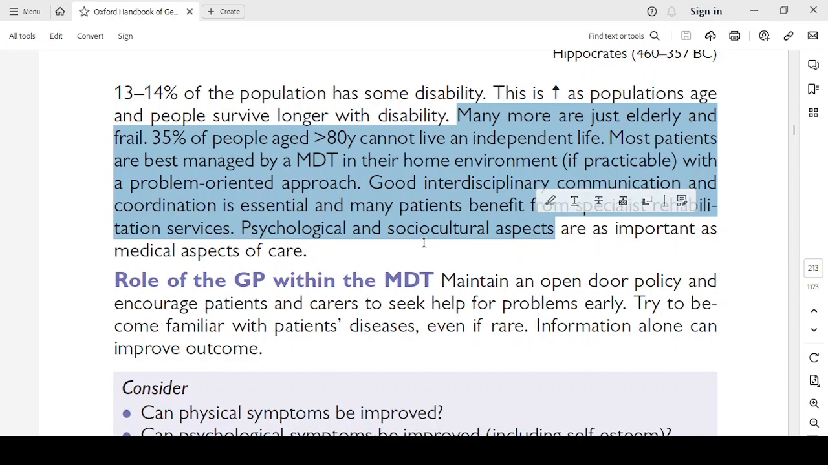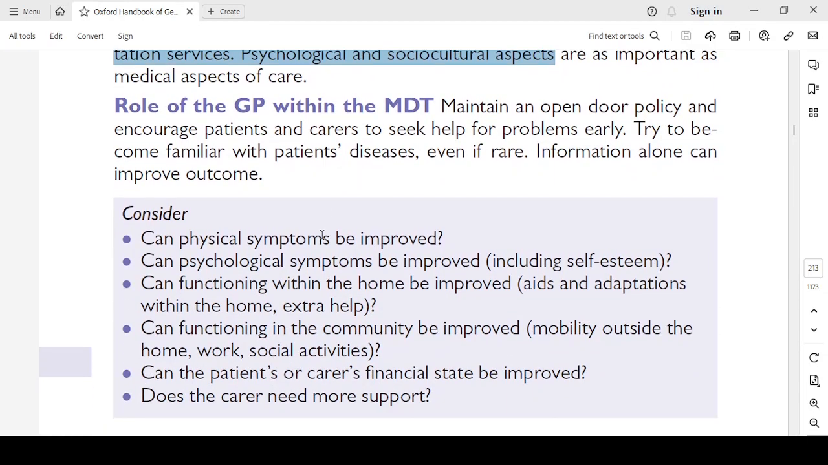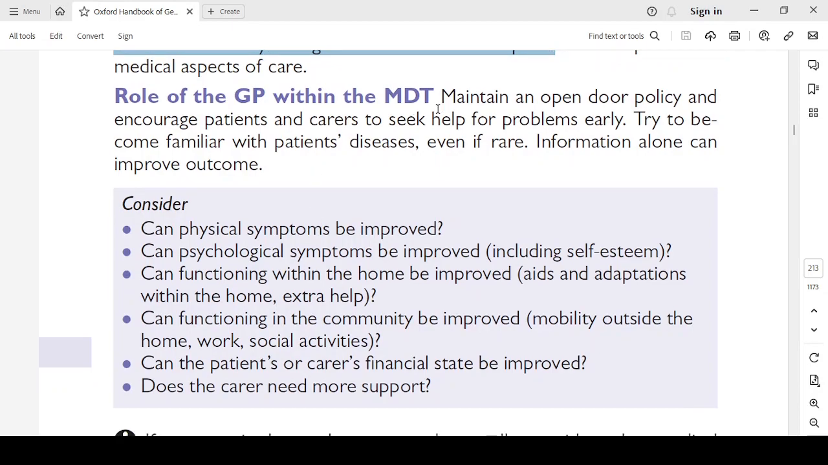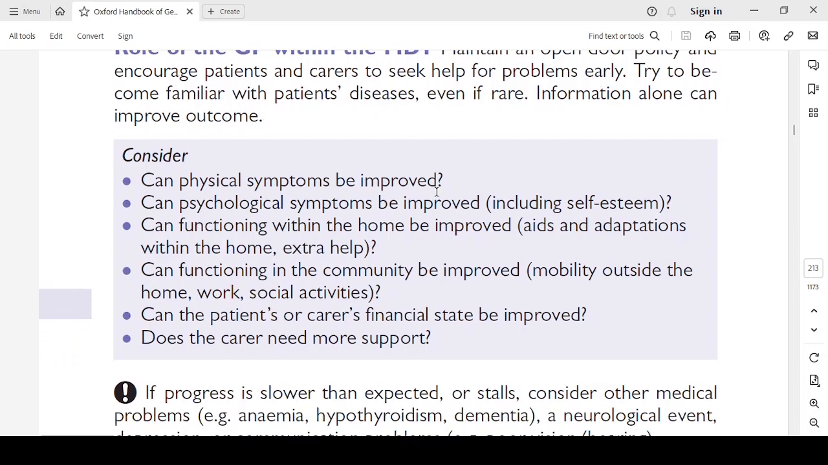Good interdisciplinary communication and coordination is essential, and many patients benefit from specialist rehabilitation services. Psychological and socio-cultural aspects are as important as medical aspects of care. Role of a GP within the MDT, the multidisciplinary team. Maintain an open door policy and encourage the patients and carers to seek help for problems early. Try to become familiar with the patient's diseases, even if rare. Information alone can improve the outcome.